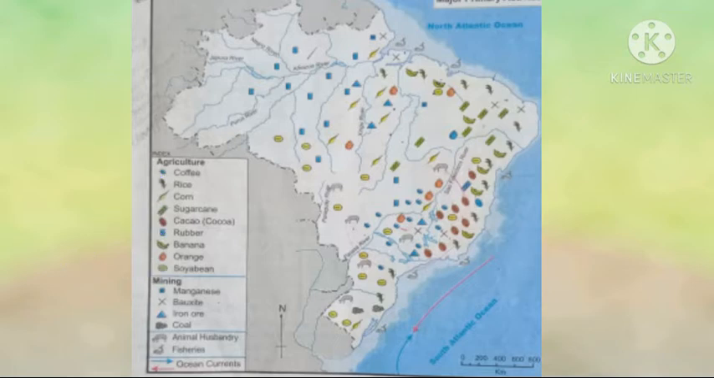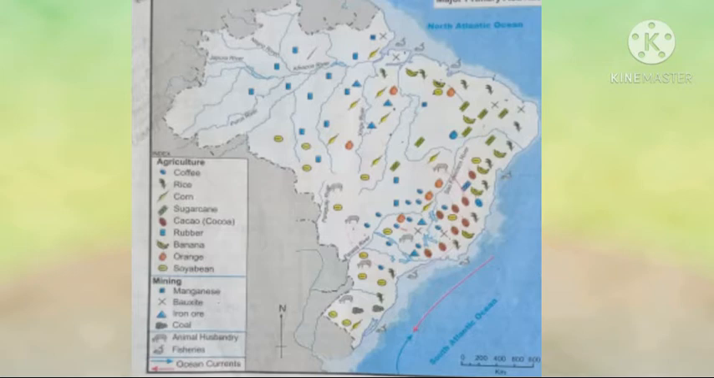And the second primary activity is mining. Manganese, bauxite, iron ore and coal are the main minerals deposited in Brazil. And animal husbandry and fishing are also engaged in by the people as their primary activities.